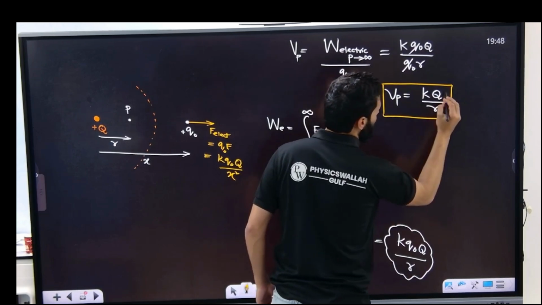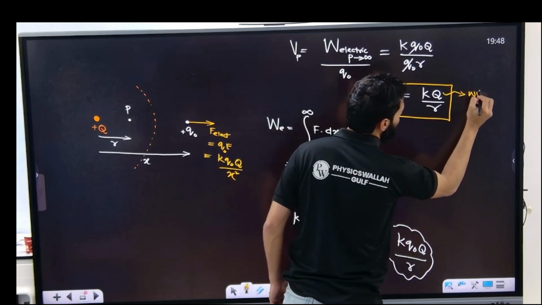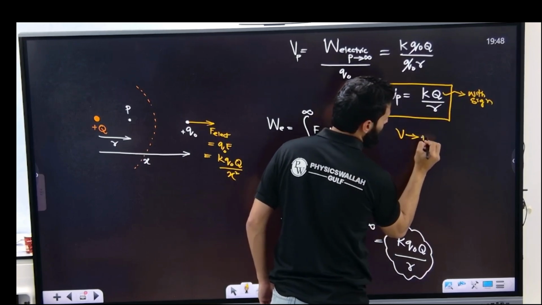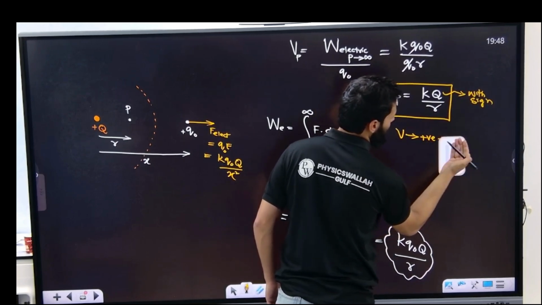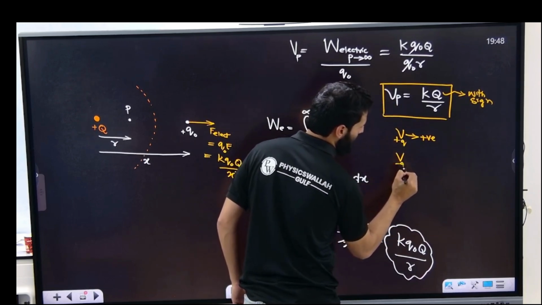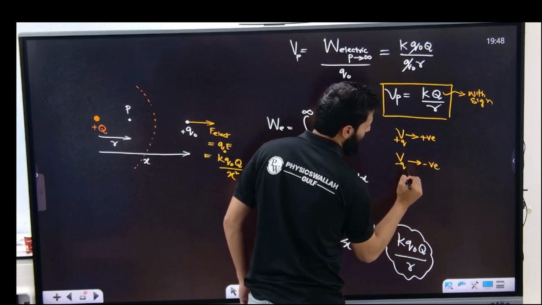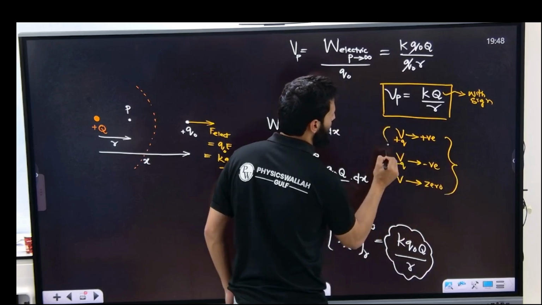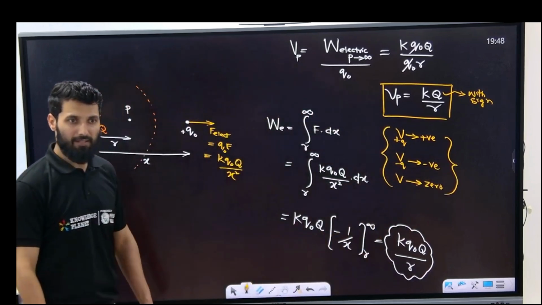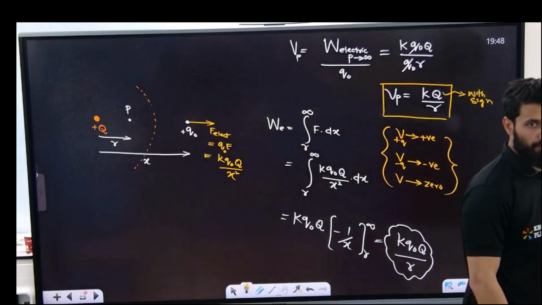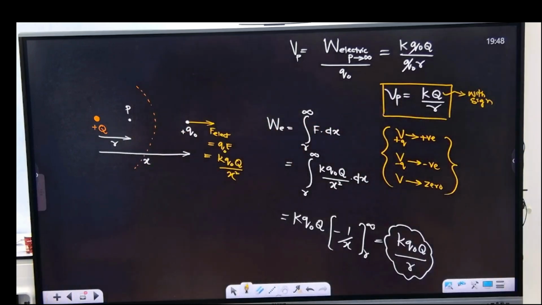Now always put this Q with sign. Sir, why with sign? Because the potential due to a positive charge will be positive, and the potential due to a negative charge will be negative. And this potential can be 0 also. So potential can be positive, negative, or 0. How 0? You will see. Infinity also has potential 0. Yes or no?